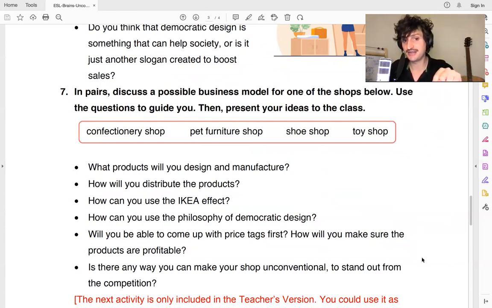Now, think about the IKEA effect. How can you use the IKEA effect? How can you make people more invested in the product? It's very important. You want people to feel a connection with the product. Like, they make them build the furniture, and so they're like, oh wow, I built it. So whatever you sell, how can you make the consumer have a relationship with the product?